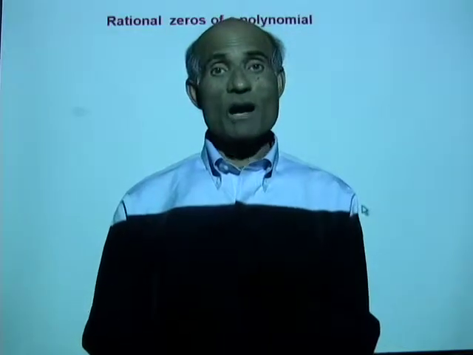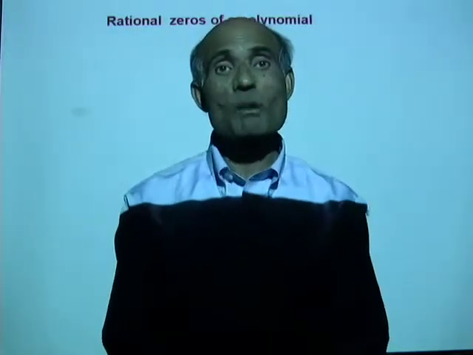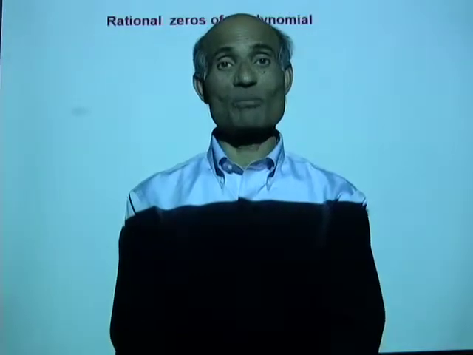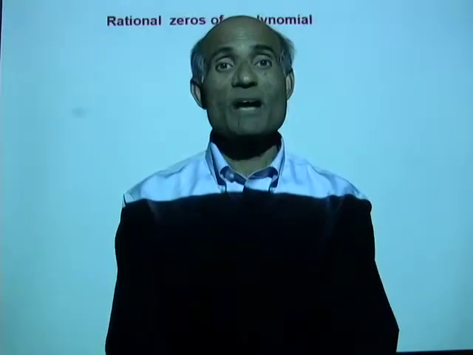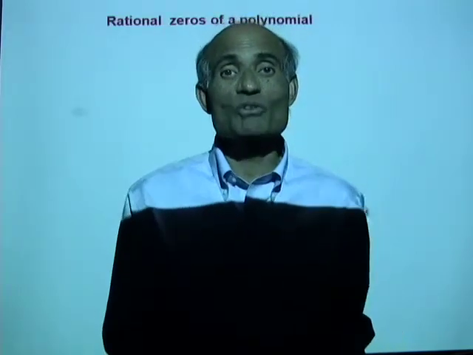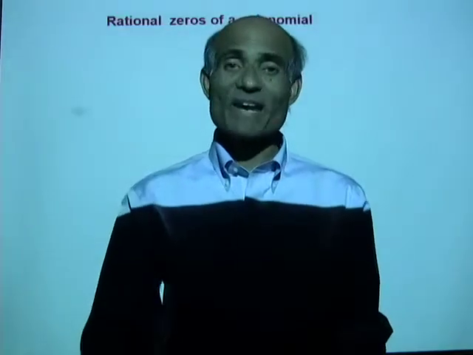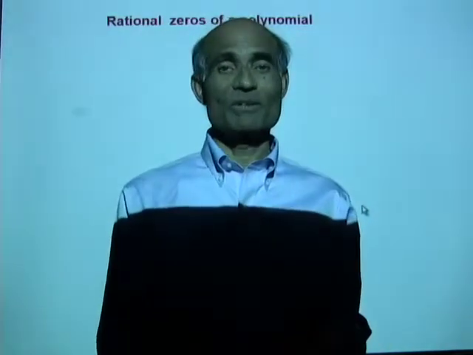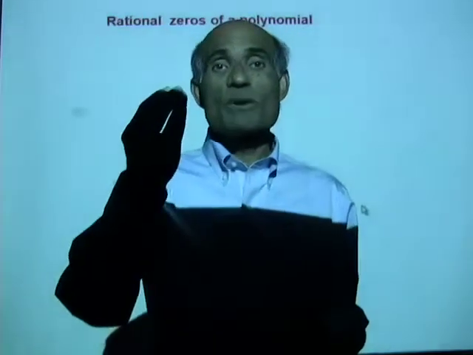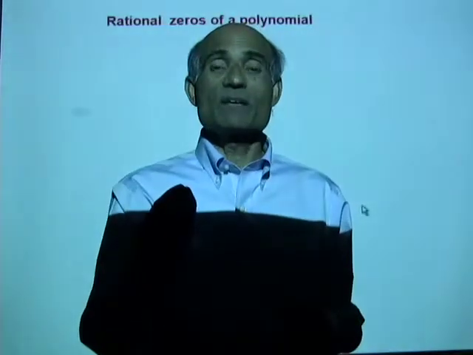You now know how to find the real and complex zeros of a polynomial and how to interpret them. Now we will see how to find the rational zeros of a polynomial. What is the meaning of a rational zero? A zero of the form b over c.